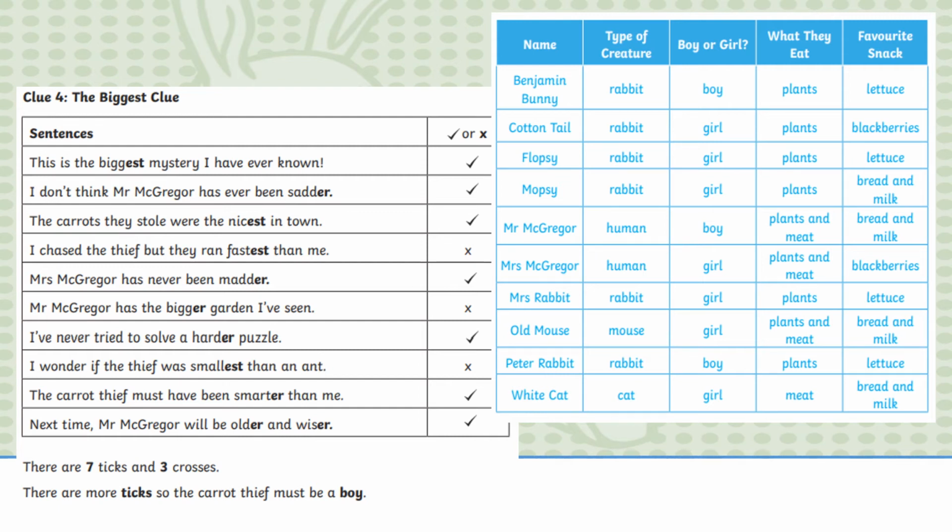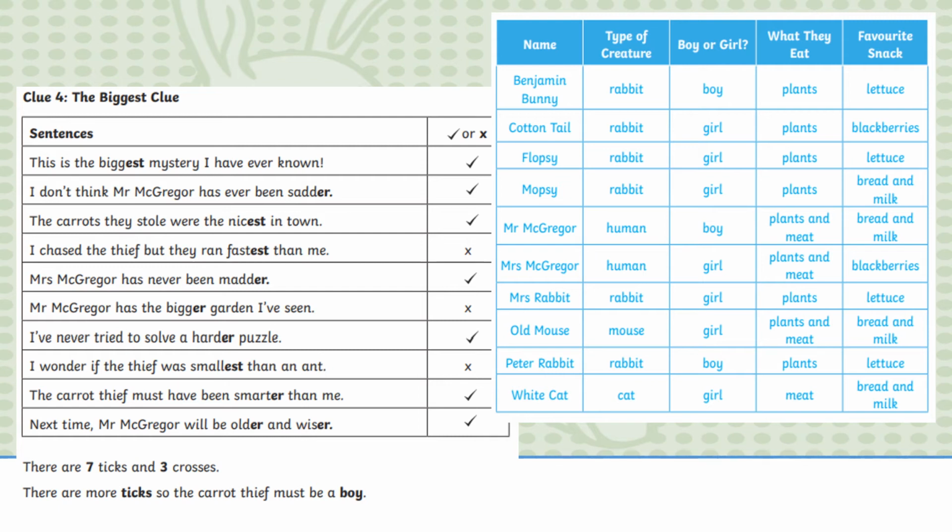"I've never tried to solve a harder puzzle." Yep, tick. "I wonder if the thief was smallest than an ant." Smaller than an ant, please. So that's a cross. "The carrot thief must have been smarter than me." Tick. "Next time, Mr. McGregor will be older and wiser." Tick. So there are seven ticks, three crosses. That means it's got to be a boy.